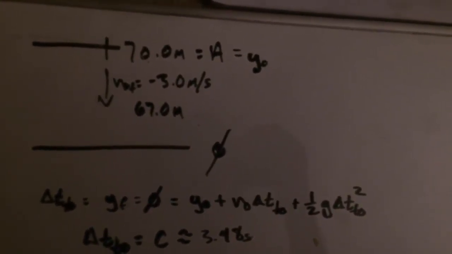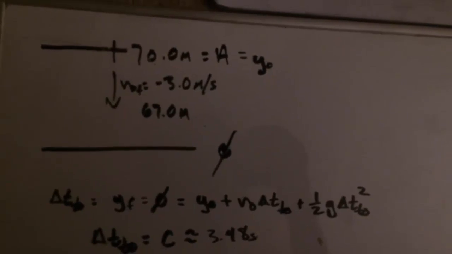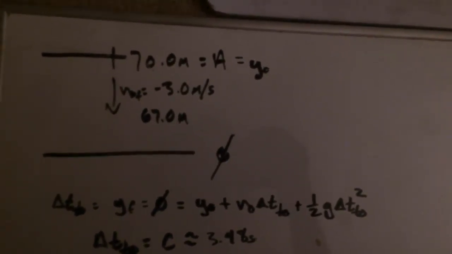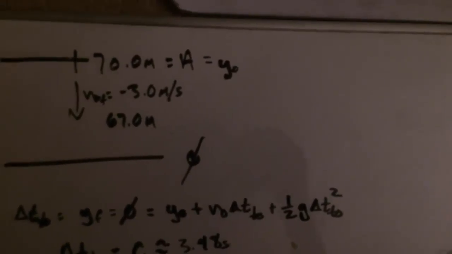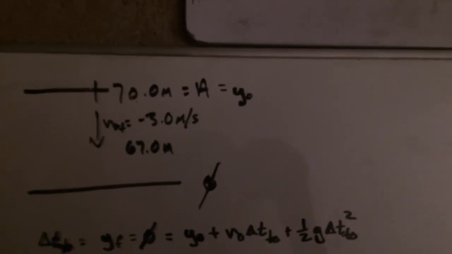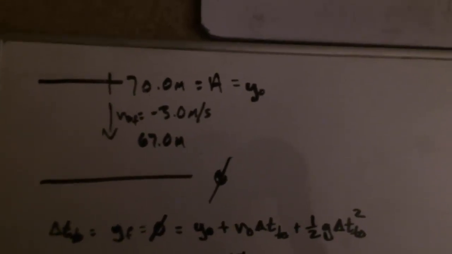So keep in mind that y0 is positive 70. V0 is negative 3.0 meters per second. And g is negative 9.81. Okay, so even though I have plus there, it doesn't mean that those values are going to be positive.